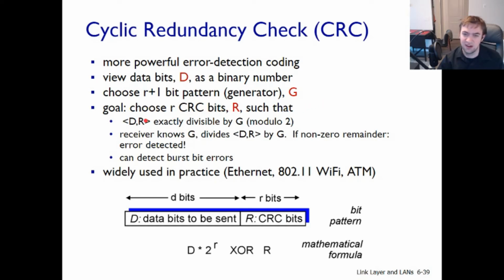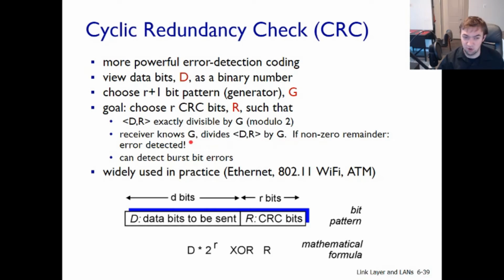These bits are then appended onto your data set. So the idea is that D with the R bits on the right side is exactly divisible by your generator using modulo 2 arithmetic. With modulo 2 arithmetic, we're ignoring carries and just doing XOR operations, because binary addition and subtraction pretty much give you the same result, right? 1 and 1 gives you 0, 0 and 1 gives you 1, whether it's subtraction or addition, if you ignore the carries. So we're just doing the XOR operator.